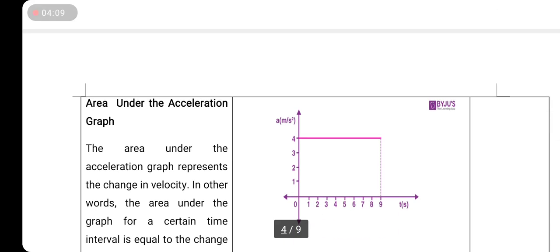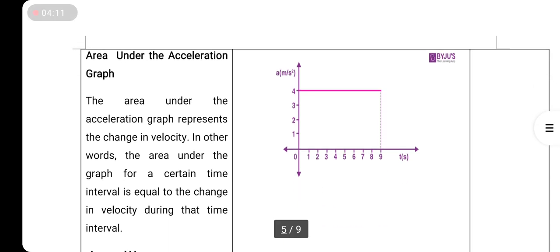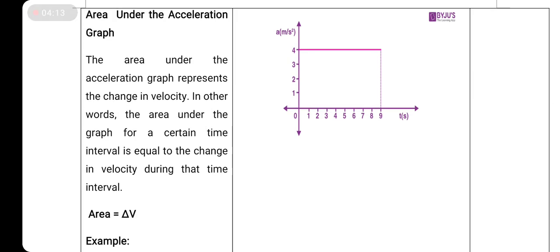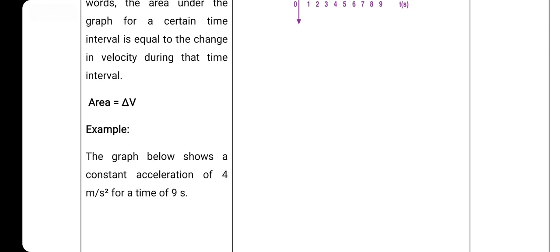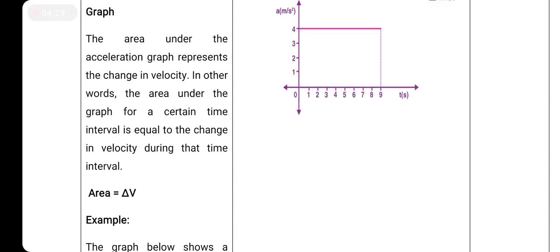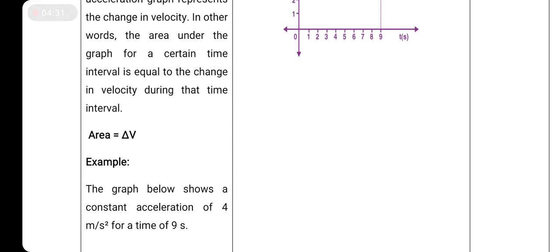Area under acceleration graph. The area under the acceleration graph represents the change in velocity. In other words, the area under the graph for a certain time interval is equal to the change in velocity during that time interval. Area is equal to delta V, that is change in velocity.